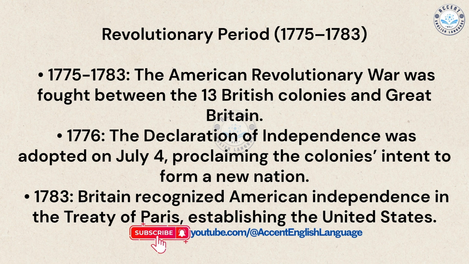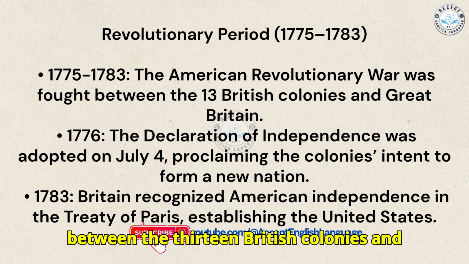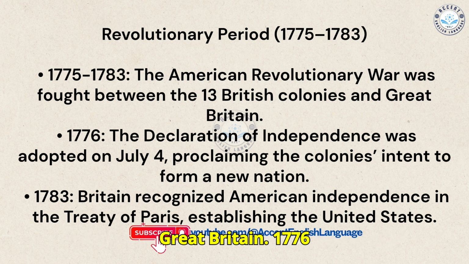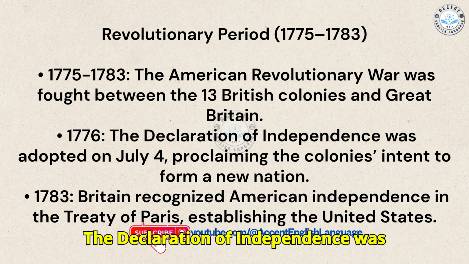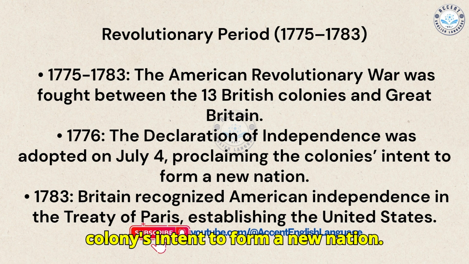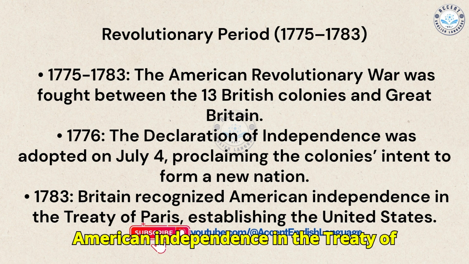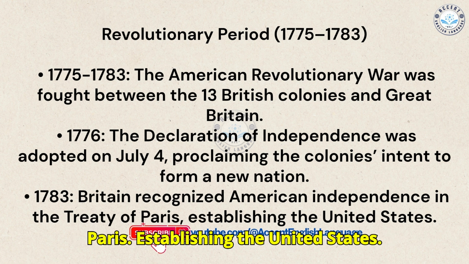Revolutionary period, 1775 to 1783. The American Revolutionary War was fought between the 13 British colonies and Great Britain. 1776: The Declaration of Independence was adopted on July 4th, proclaiming the colony's intent to form a new nation. 1783: Britain recognized American independence in the Treaty of Paris, establishing the United States.